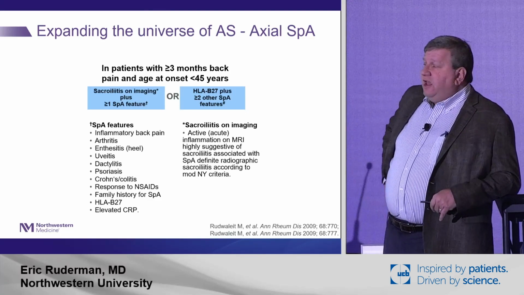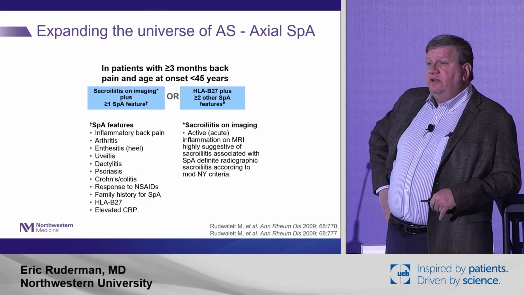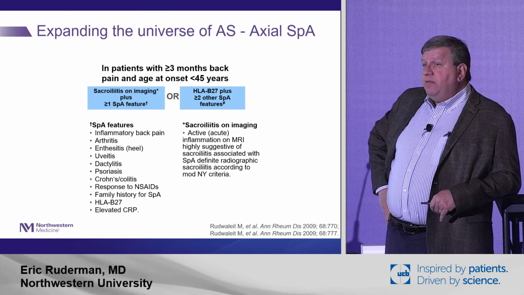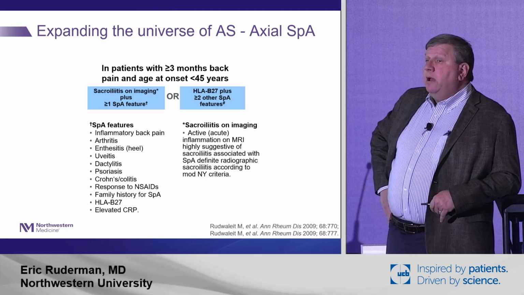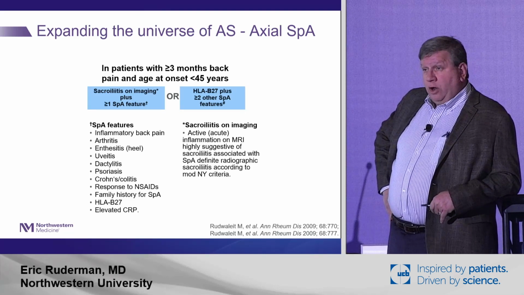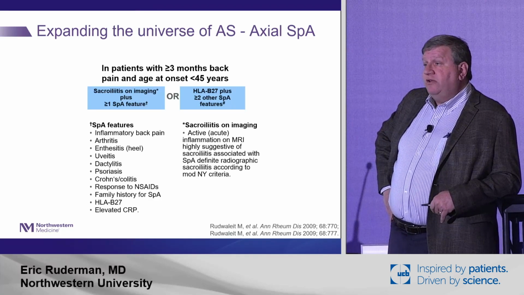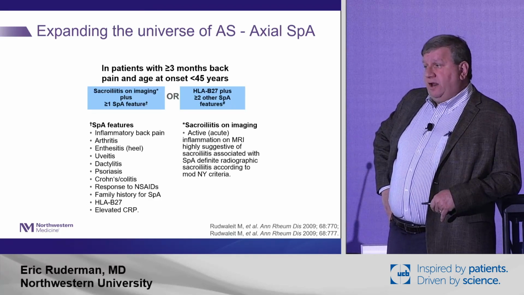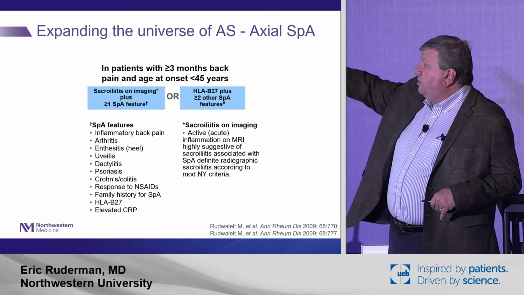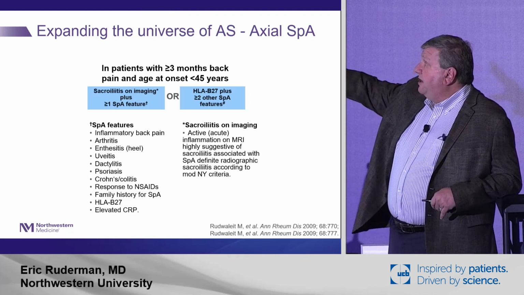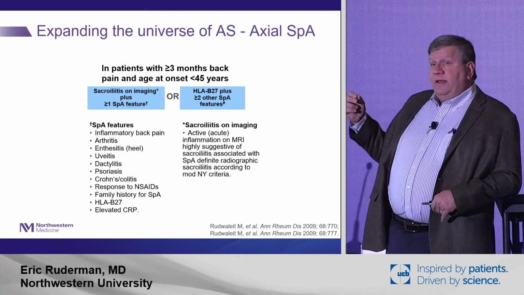And where this came from was a recognition that there are people who fit, and that if you start to apply some of these newer imaging studies, you can identify them. But at the same time, this was an international work, and it recognized that there are some places in the world where it's not so easy to get an MRI. And so that's where the clinical criteria came in. And this was developed by the ASAS working group.